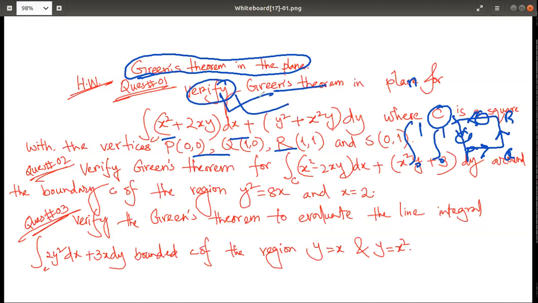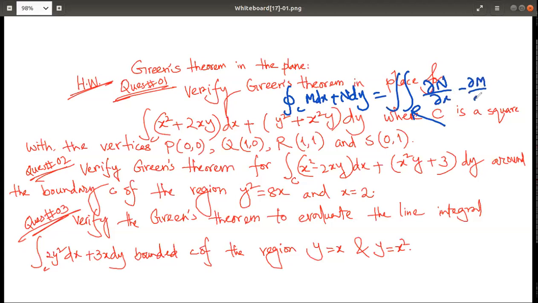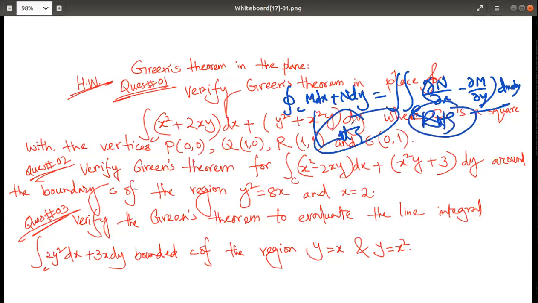So you need to find the left hand side and the right hand side. For the left hand side, we know that the line integral over C of m dx plus n dy is equal to the right hand side, which is the double integral of (del n by del x minus del m by del y) dx dy. This is the line and surface integration. So this is the left hand side and this is the right hand side, and you need to determine both sides.